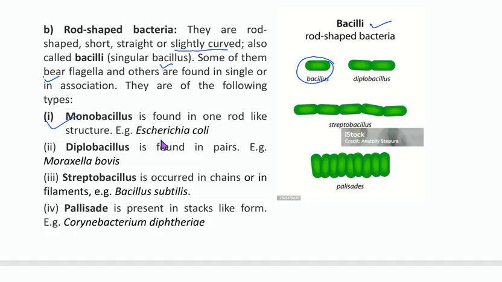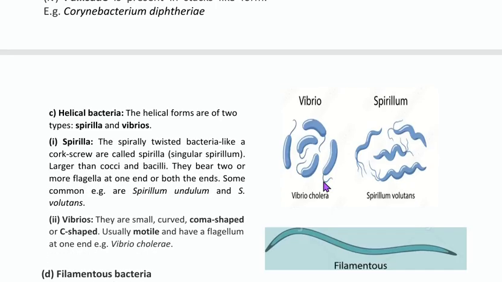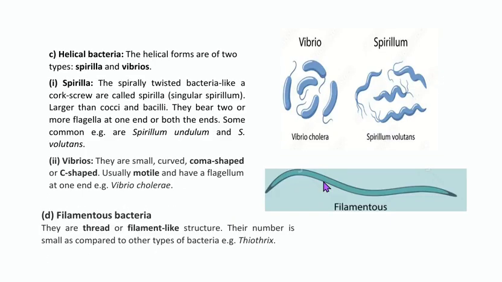As a monobacillus, the famous example is E. coli, or the diplobacillus like Moraxella bovis. Streptobacillus is the one which occurs in chains or in filament-like structures, that is Bacillus subtilis. And palisade type, like a pile of coins, or in stack-like form, is Corynebacterium diphtheriae.